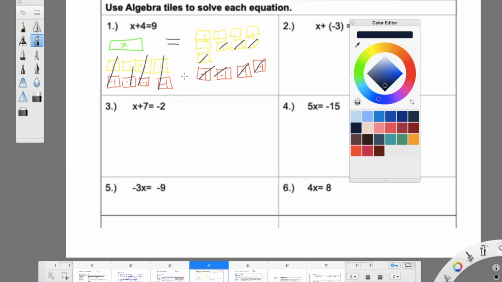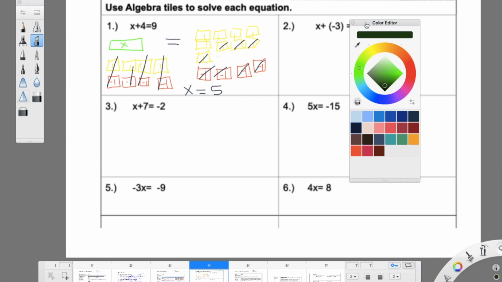So X is left over equals, and then we have 1, 2, 3, 4, 5. So X equals 5. And if we think about that, 5 plus 4 gives us 9. So that does work. X has to be 5 in order for this to be true. All right, so let's go ahead and move to the next one.